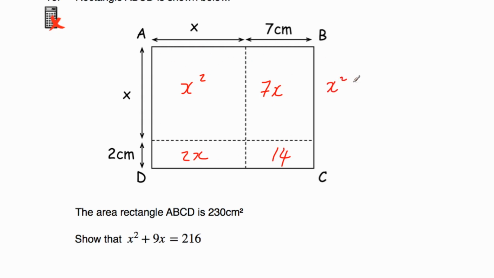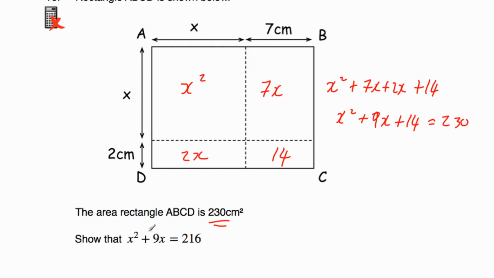So x squared plus 7x plus 2x plus 14. So that's the area of the whole rectangle. We can simplify it by collecting the like terms here. So we've got x squared plus 9x plus 14. So that's the area of the rectangle, but we're told that the area is equal to 230. So if we write equals 230, we're almost to what we want to show.